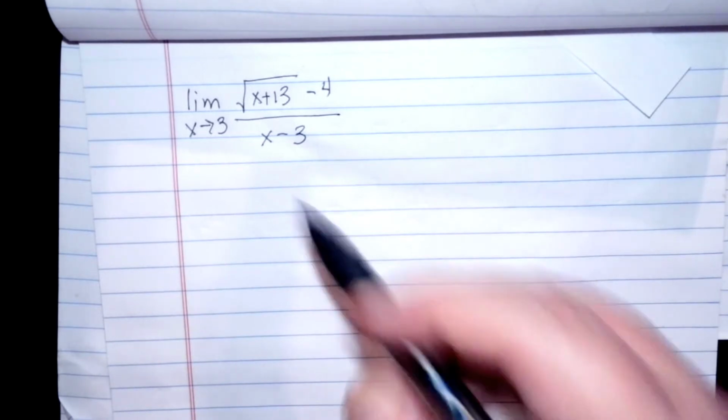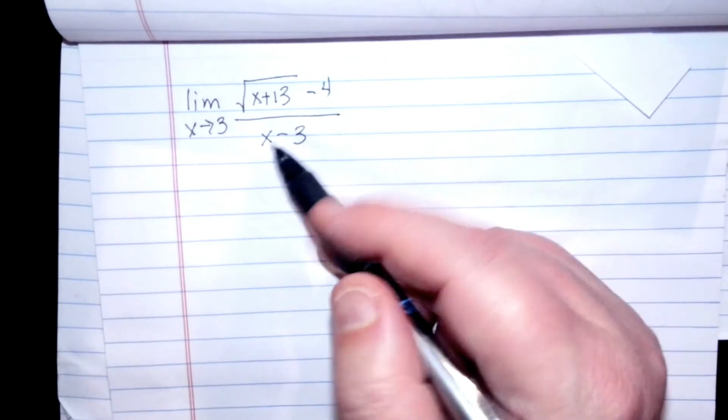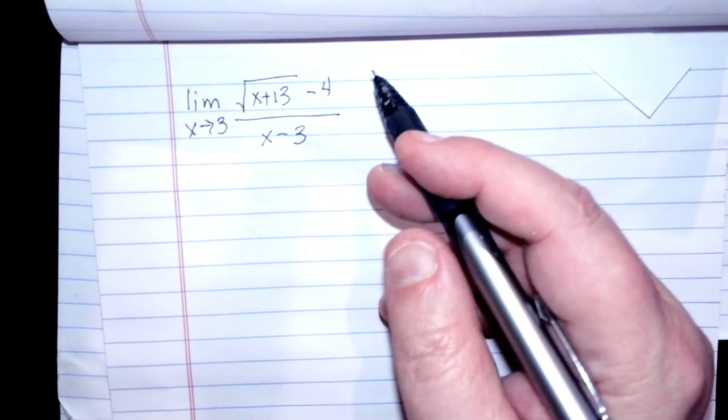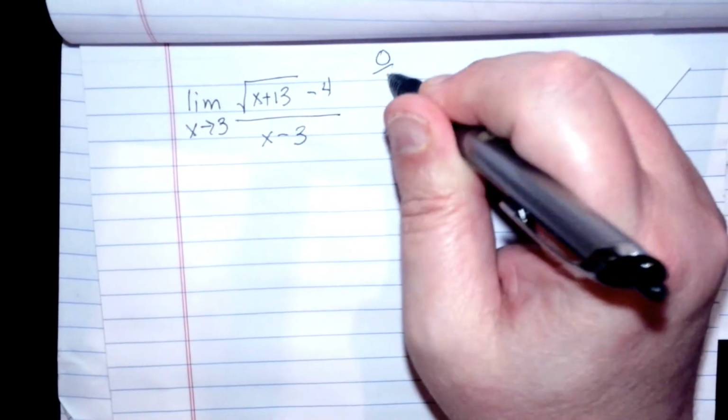If we substitute in 3 for x, we're going to get the square root of 16, which is 4, minus 4, or 0 in the numerator, and we're going to get 0 in the denominator. This is our indication to do some algebra or something else. We're not done when we get 0 over 0.